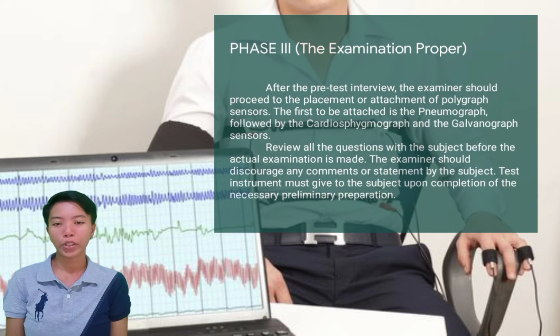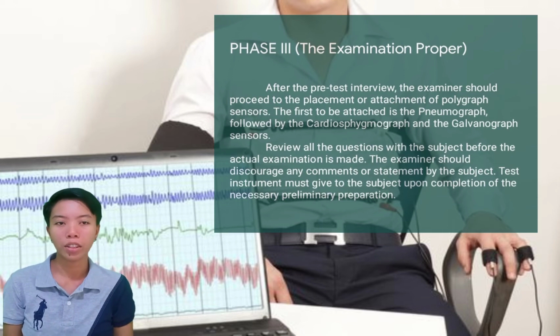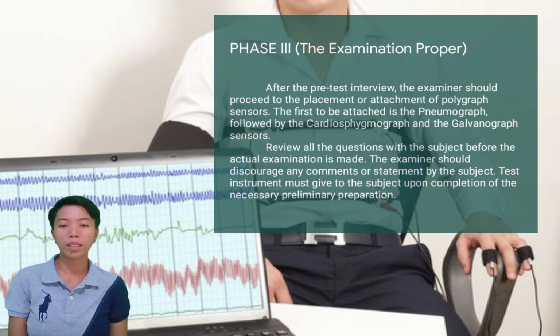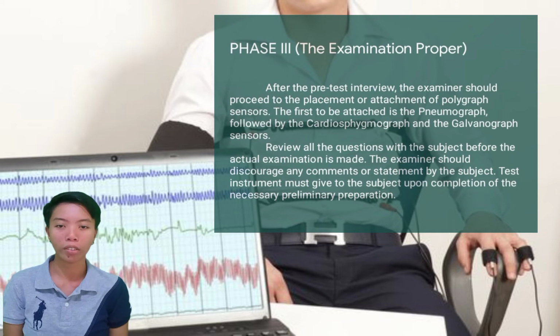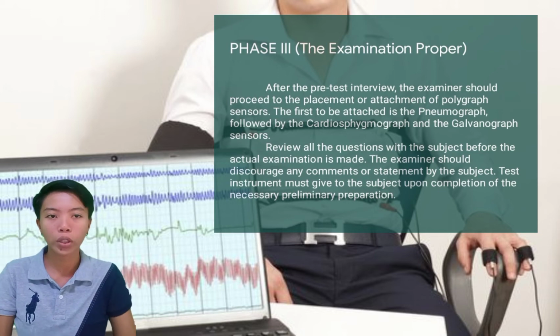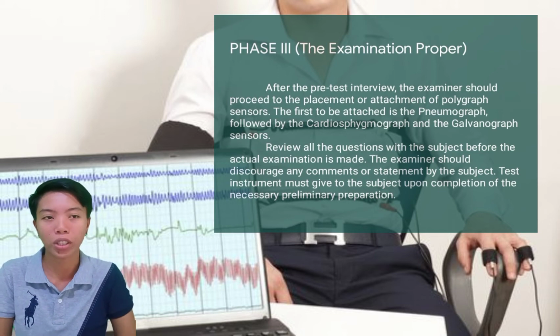Phase 3, the examination proper. After the pretest interview, the examiner should proceed to the placement or attachment of the polygraph sensors. First to be attached is the pneumograph, followed by the cardiosphygmograph and the galvanograph sensors. Review all the questions with the subject before the actual examination is made. The examiner should discourage any comment or statement by the subject. The test instrument must be given to the subject upon the completion of the necessary preliminary preparation.